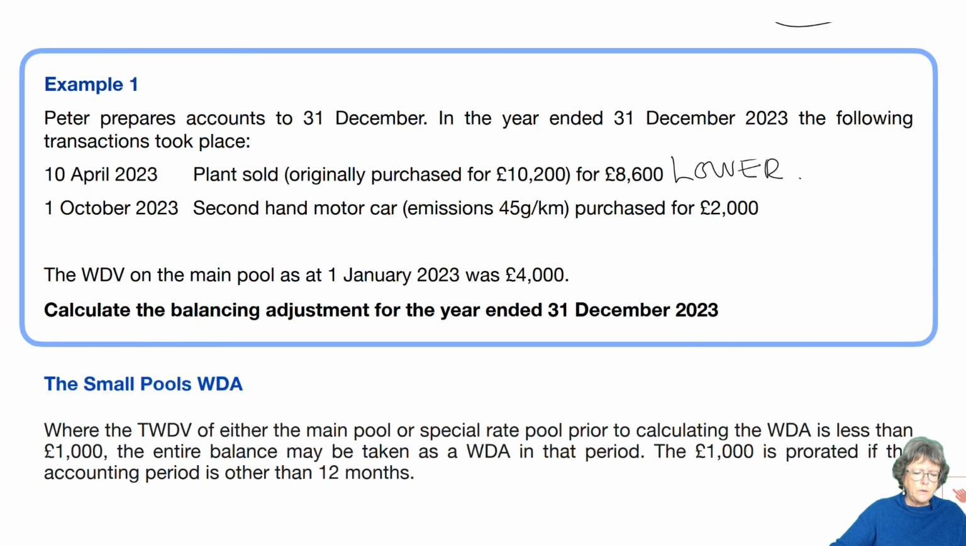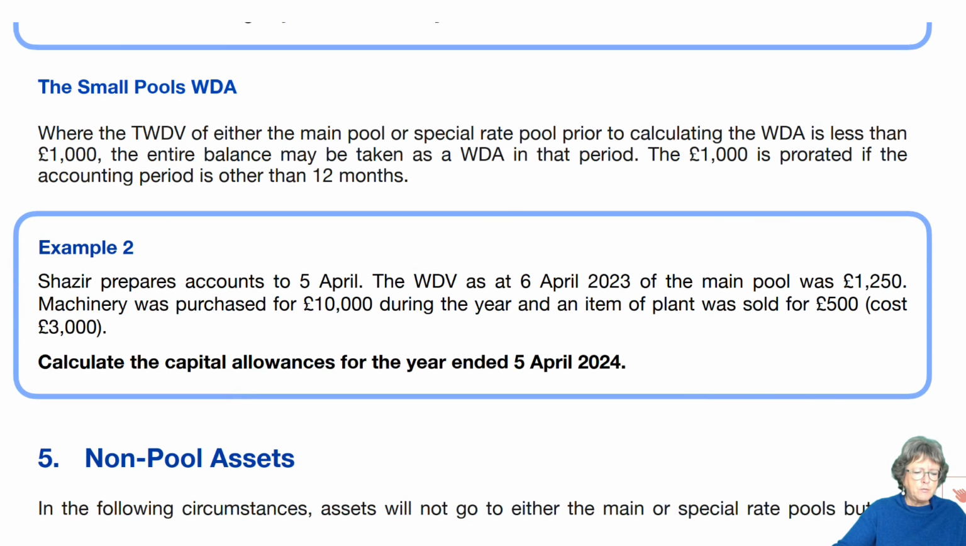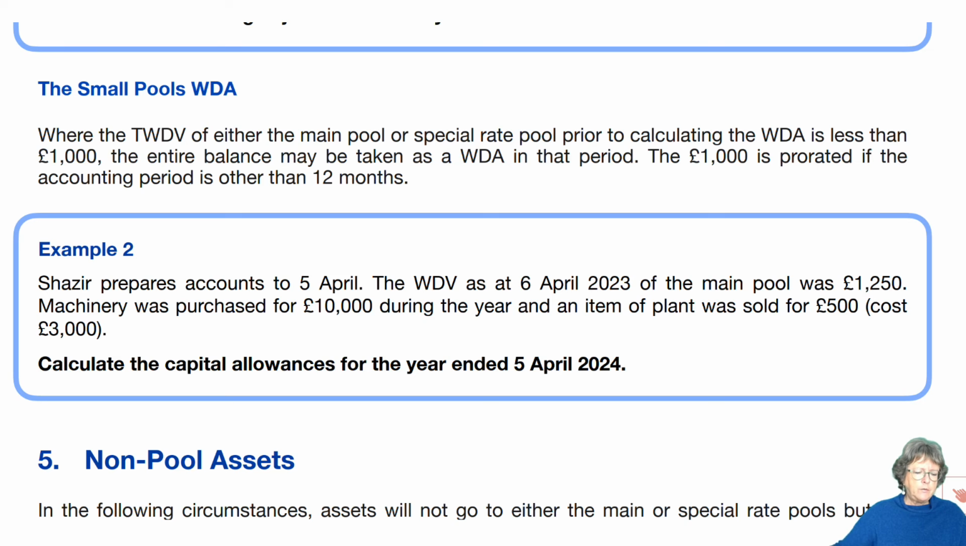Okay, so let's have a look at the small pool written down allowance. Where the tax written down value of either the main pool or the special rate pool is less than £1,000, the entire balance can be written off as a written down allowance in that period. And obviously it would be prorated if the accounting period was less than 12 months.